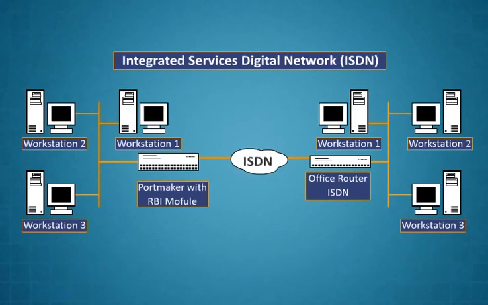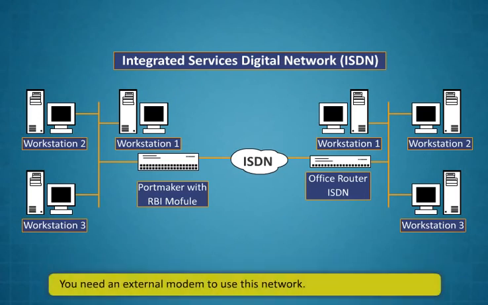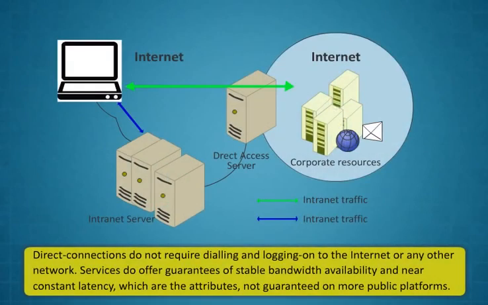Integrated Services Digital Network, ISDN. ISDN is similar to dial-up but offers connectivity through digital phone lines. It allows the usage of phone and internet at the same time. You need an external modem to use this network. ISDN enables wide bandwidth digital transmission over the public telephone network, which means more data can be sent at one time. Direct connections do not require dialing and logging on to the internet or any other network.